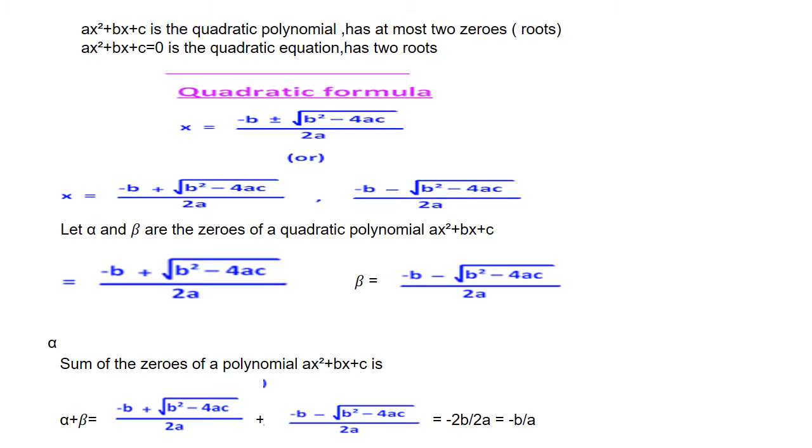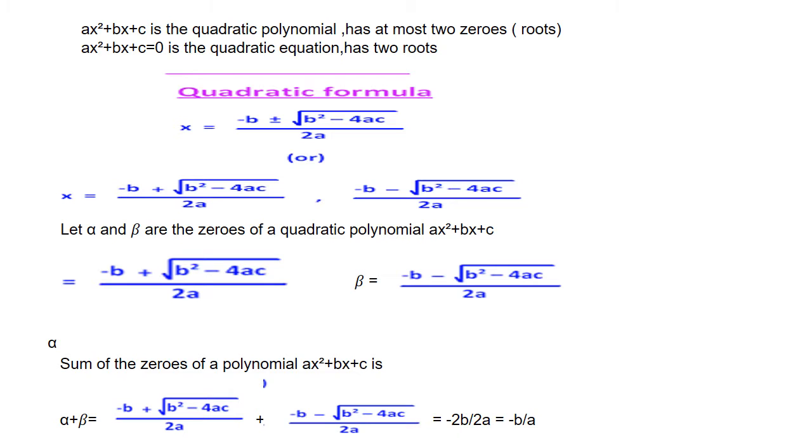Now we are naming them alpha and beta. Let alpha and beta be the zeros of a quadratic polynomial ax square plus bx plus c. So alpha is equal to minus b plus under root of b square minus 4ac by 2a, and beta is equal to minus b minus under root of b square minus 4ac by 2a.